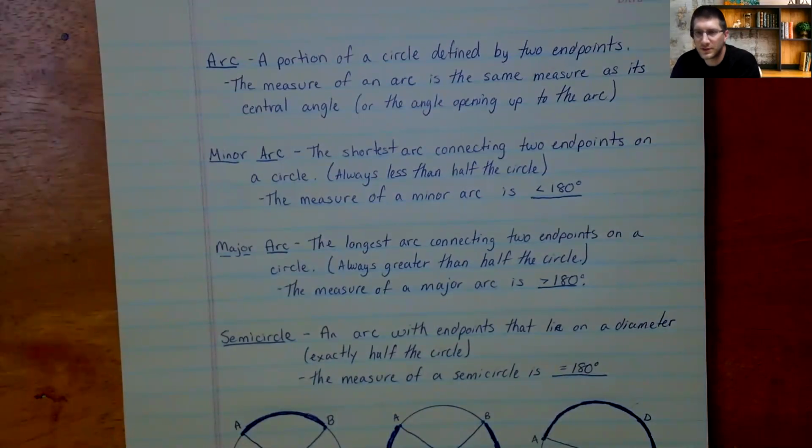So it's a portion of the circle, and it's defined by 2 endpoints, and the measure of that arc is the same as its central angle. That means if we add all the arcs of a circle together, they should also be 360, just like the central angles.